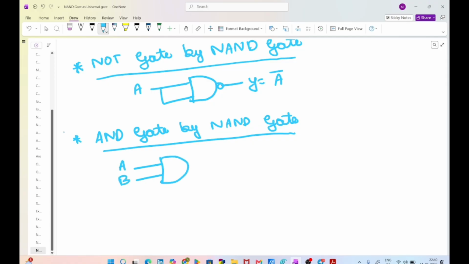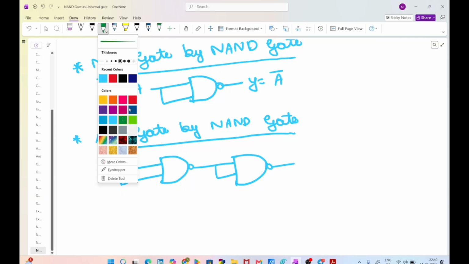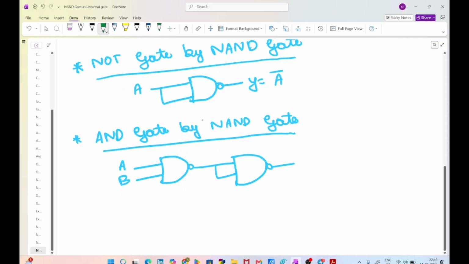A, B, next this one. Then put it to the NOT gate, that is by shorting these two inputs. Let us mark the output. Here the output is A dot B whole bar, and here A dot B whole bar, whole bar. You know that this will be Y equals A dot B. Then move to the next one.